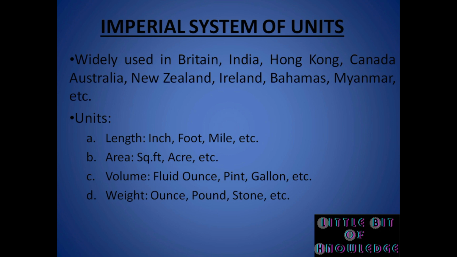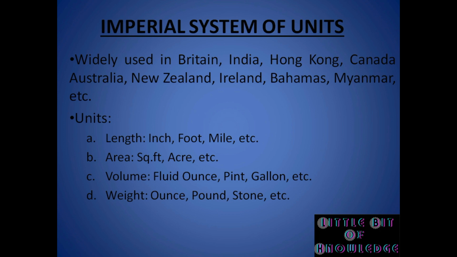For subunits, we have length, area, volume and weight. For length, they are using inch, foot, mile, etc. Similarly, for area, they are using square feet, acre, square inches, etc. And here, volume means fluid volume. For fluid volume, they are using fluid ounce, pint, gallon and etc. Similarly, for weights, we are using ounce, pound and stone.